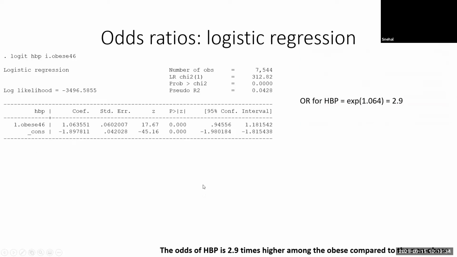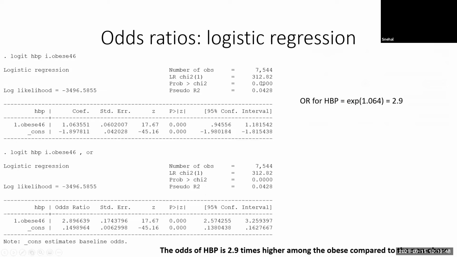Now, when you do your logistic regression, you do get these coefficients, but because you need to exponentiate them, most statistical packages will exponentiate your coefficients automatically. And in my stats package, I can do it by giving this option, comma OR. And what that does is it gives me results on an odds ratio scale. So here, I can look at it right away and say that the odds ratio comparing obese to non-obese for the outcome high blood pressure is 2.9.